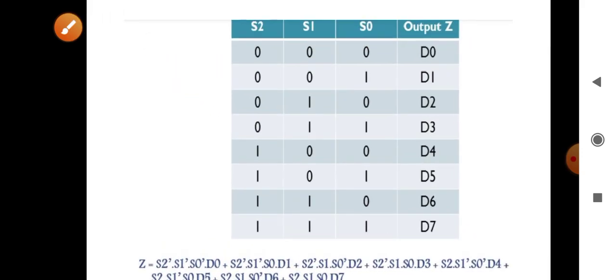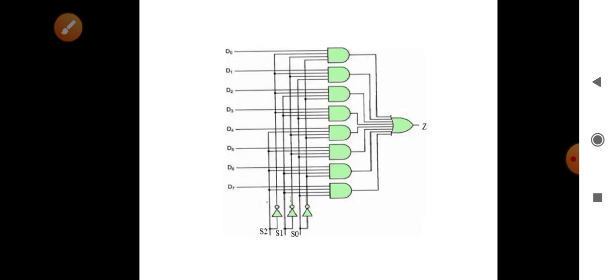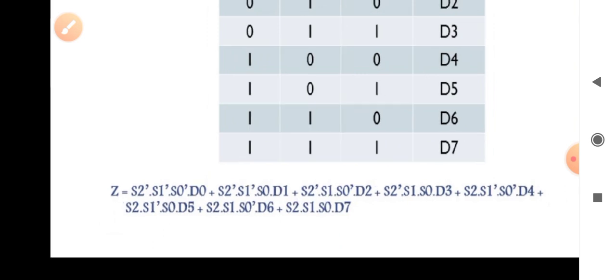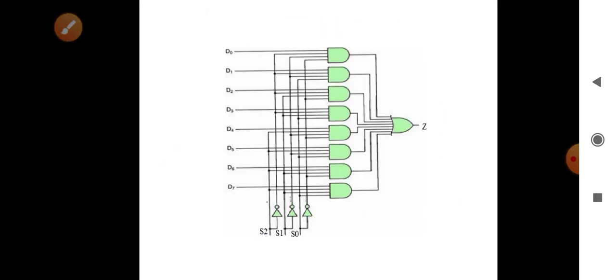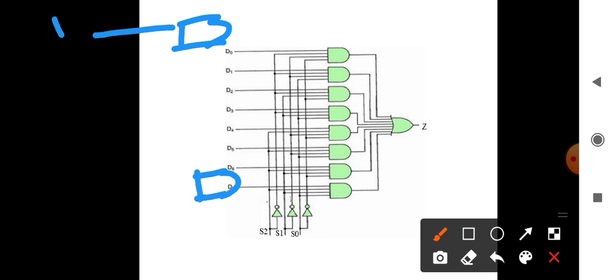See here, this is a truth table, and after writing down the equation, S1 complement, S2 complement, we can implement it. The implementation process will be very simple. We need 7 AND gates here, and we need to give D0 to D7 here. The selector inputs should be selected from here.